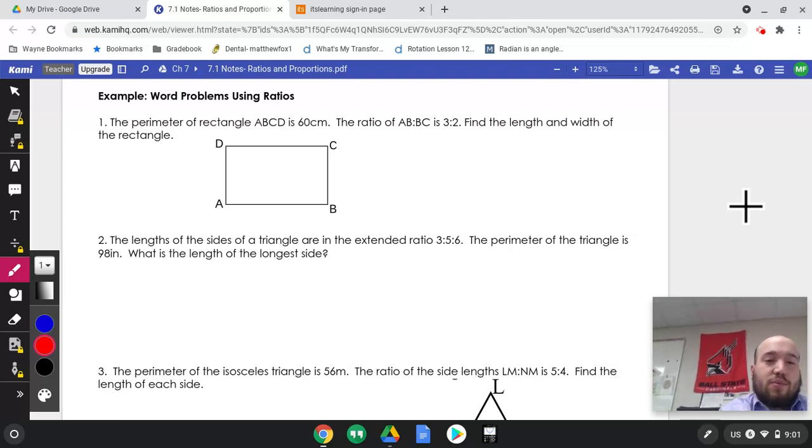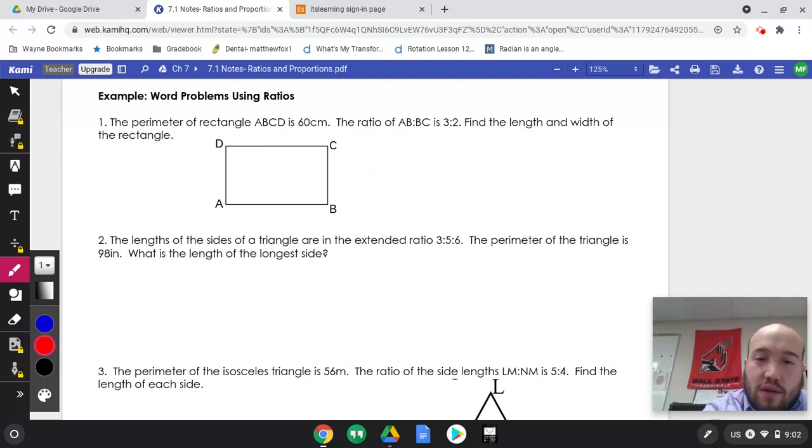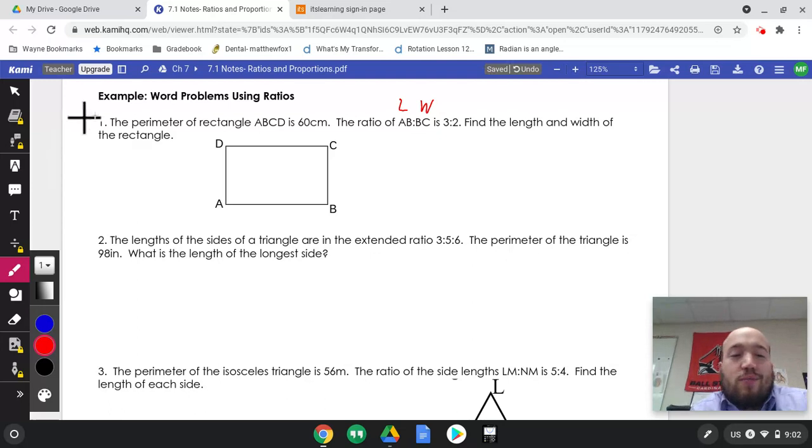So this first problem says the perimeter of the rectangle ABCD, which we have right here, is 60 centimeters. The ratio of AB to BC is 3 to 2. So AB right here, BC right there. It says find the length and width of the rectangle. For this, our length is AB, the width is BC, so I'm going to put an L and a W so we can keep those straight. Now, the next thing we need to examine is perimeter.